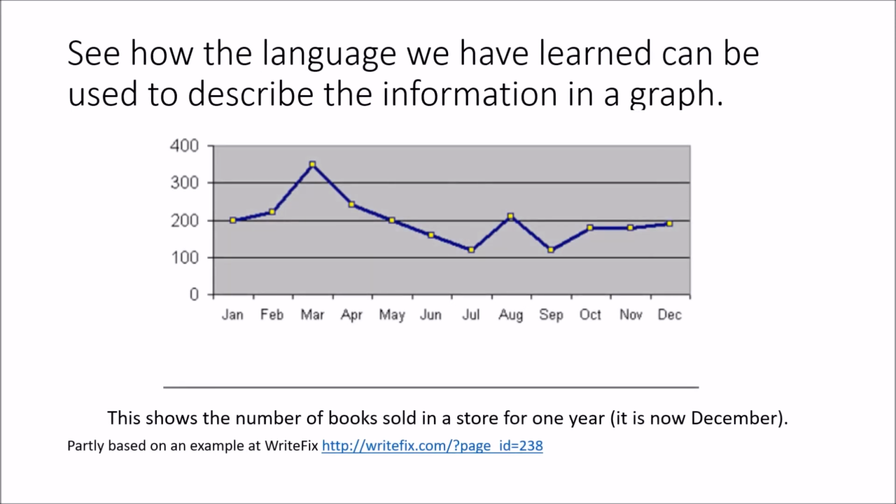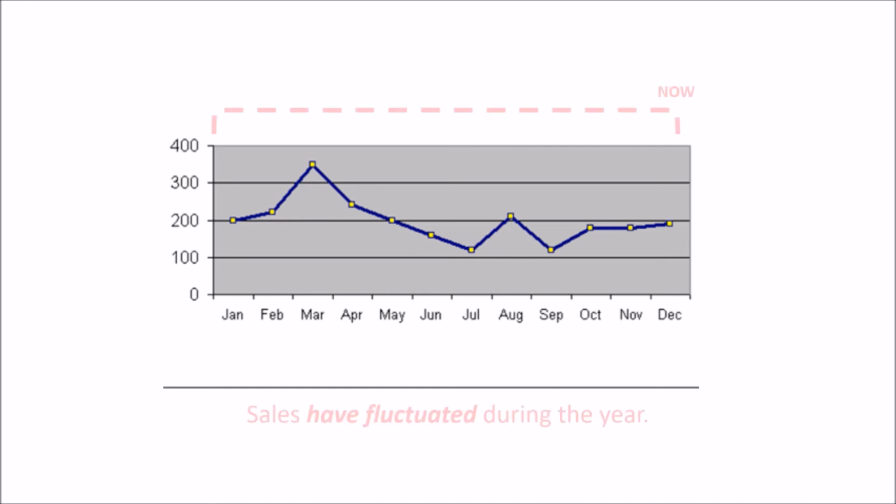Now let's put everything together to describe the information in a graph. This shows the number of books sold in a store for 1 year. Let's assume it's now December. Sales have fluctuated during the year.